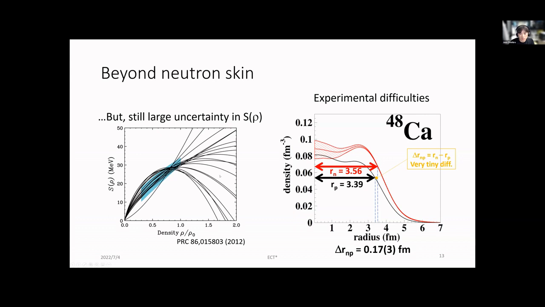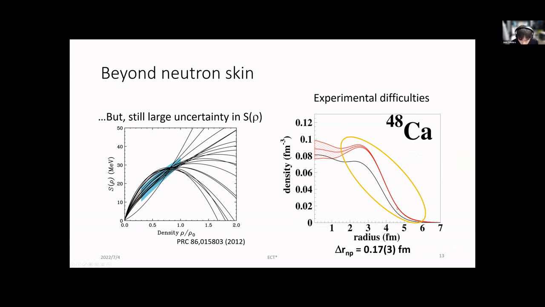And maybe this situation is difficult to improve because, from the experimental point of view, it's very difficult to determine the skin thickness. It's a very tiny difference between the neutron and proton density radii. But we have the density profile itself, so we can clearly see this kind of structure in the density information.